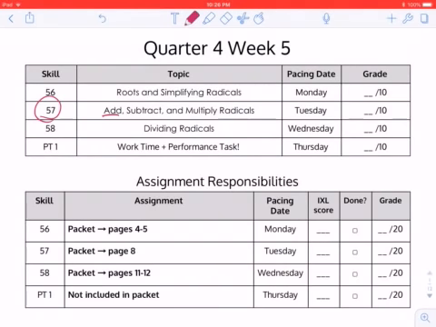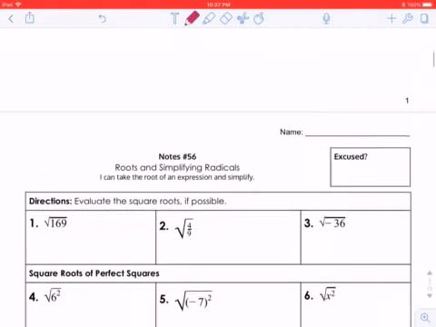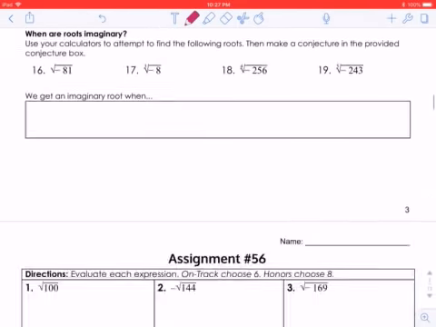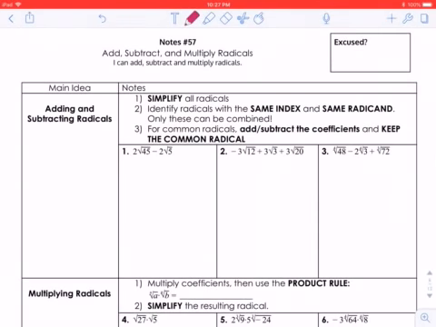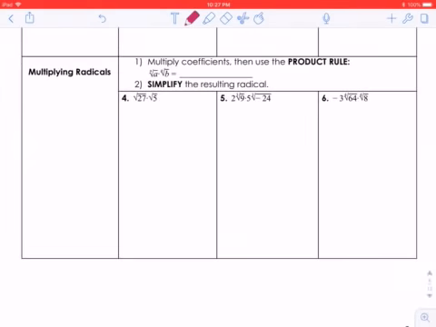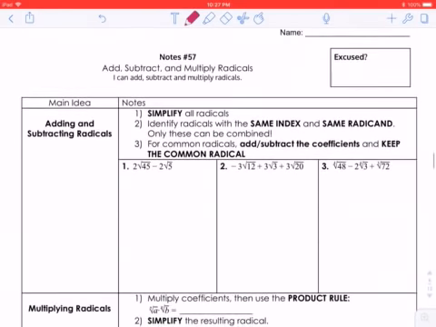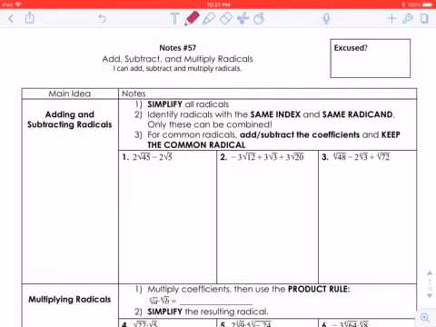So today we're going to be adding, subtracting, and multiplying radicals. We did a little bit of a stand and talk earlier today, and we'll jump right in after that. So we're going to be looking at our notes for 57. You're turning to page 6, and we're going to knock it out. Our goal today is that we would be able to add, subtract, and multiply these things.